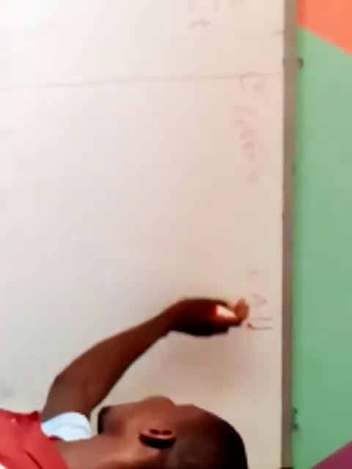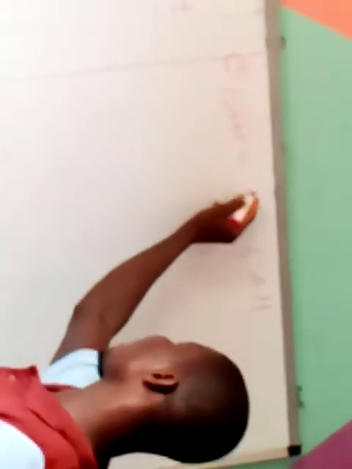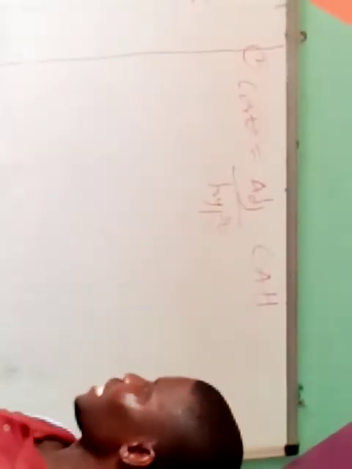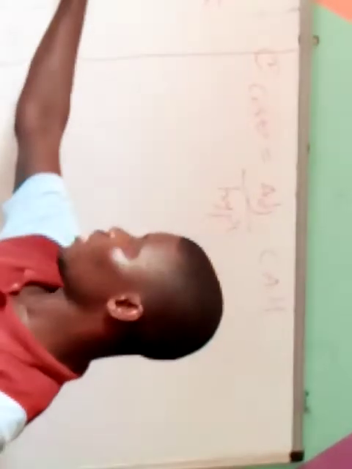Then let's check cos theta. Cos theta, from the word CAH. That is adjacent over hypotenuse. Adjacent over hypotenuse. Now look at your cos theta. Your adjacent is your base side here. Then your hypotenuse is the longest side here. So we have cos theta to be equal to what? To be equal to A over B.